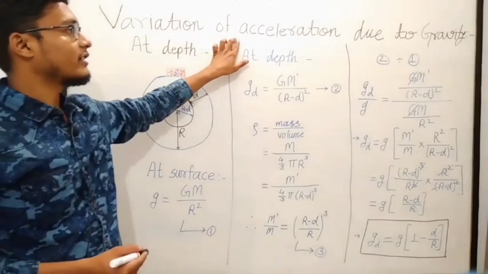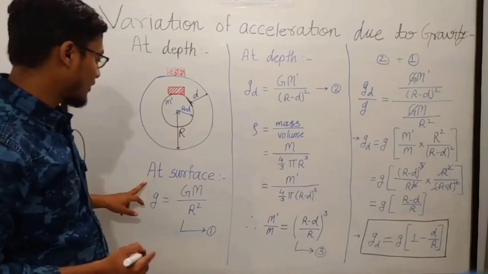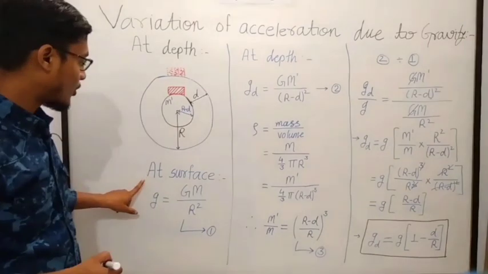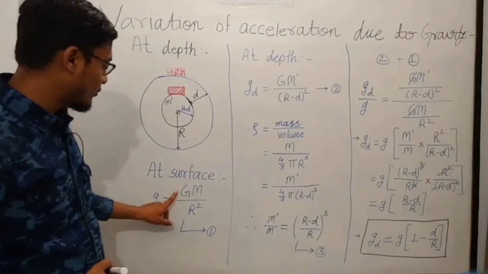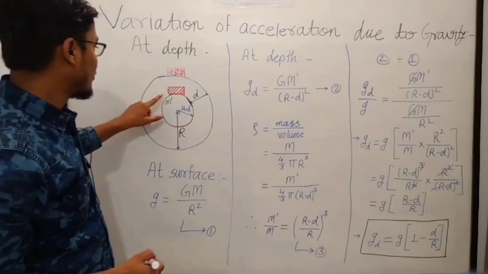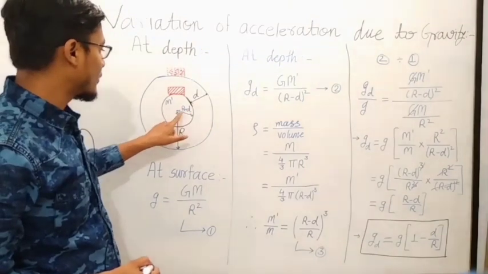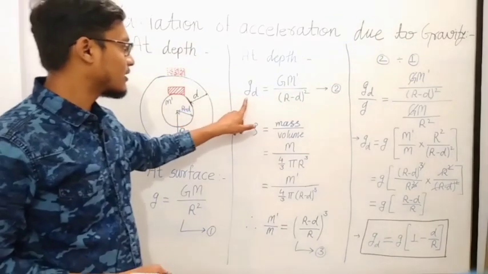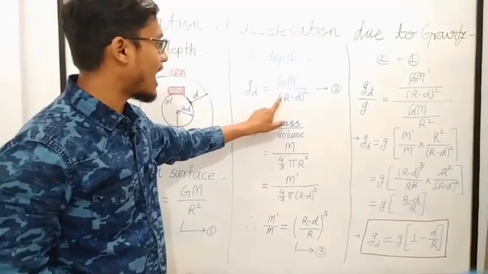Now we will see the change in acceleration due to gravity at depth d. For this also we have to take two conditions. First of all, we assume our object is on the surface of the earth. So at the surface of the earth, our acceleration due to gravity g is equal to capital G capital M by r square. Now we take our object at depth d, meaning we are going towards the center by a depth d. So for this our g will become gd, then gd is equal to GM dash by (r minus d) square.